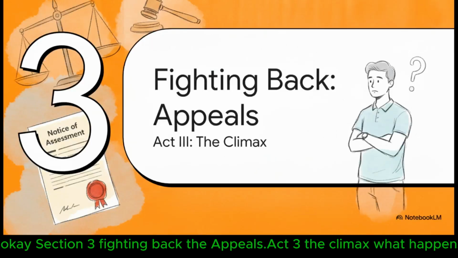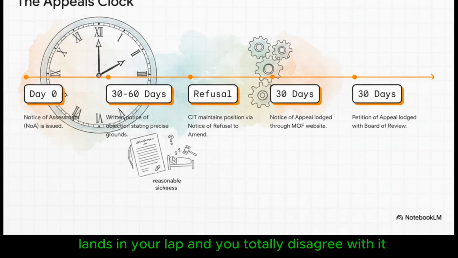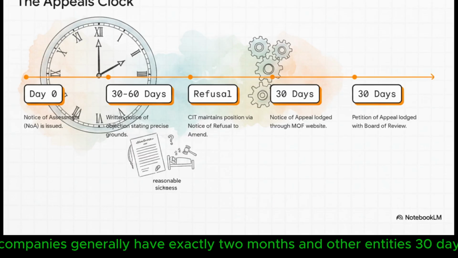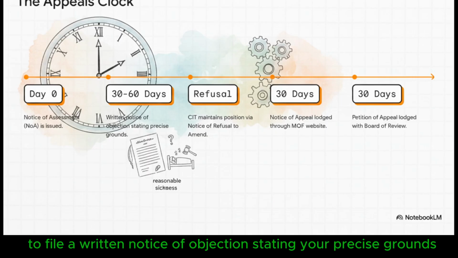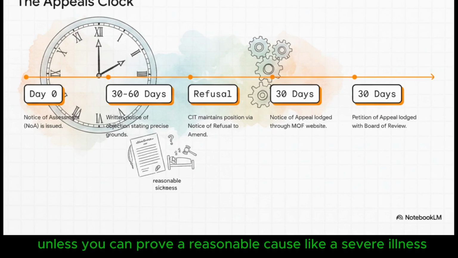Okay, Section 3, fighting back, the appeals. Act 3, the climax. What happens when that notice of assessment lands in your lap and you totally disagree with it? Well, a very strict clock starts ticking. This appeals process is intensely procedural. Companies generally have exactly 2 months, and other entities 30 days, to file a written notice of objection stating your precise grounds. If you miss that deadline, your fight might be over before it even begins, unless you can prove a reasonable cause, like a severe illness.